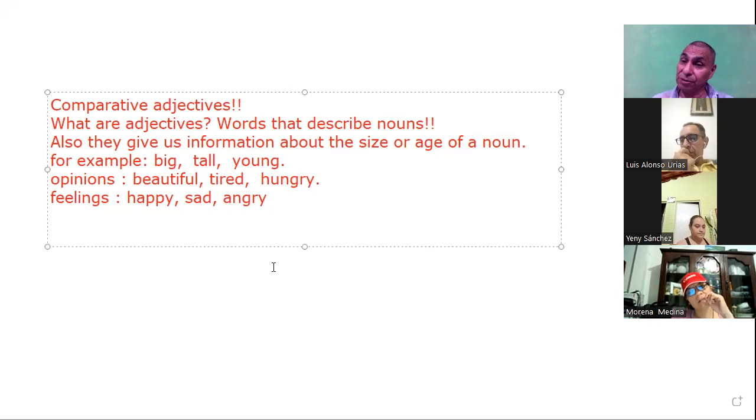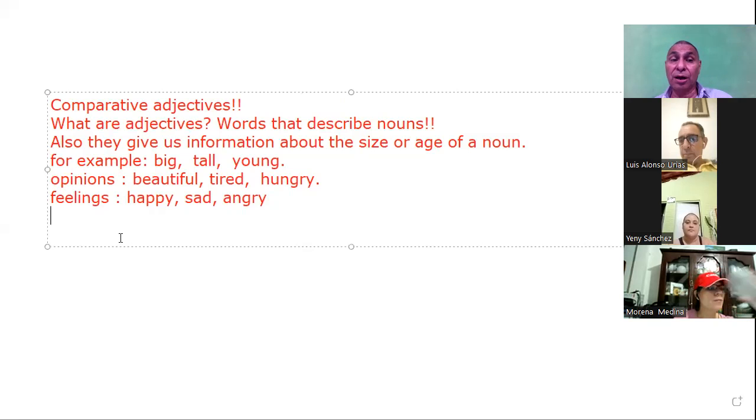Ok, estos son que las palabras adjetivas no solamente describen una cosa, sino que nos ayudan a dar opinión sobre las cosas, a expresar sentimientos de las cosas, ¿ya? Y para también describir un size, o sea, un porte o una edad, age of a noun. So there are three things that we have to remember about this. That the adjectives are words that describe nouns, words that help us to give out opinions, and words that help us to describe feelings about the subject or the nouns. Those are adjectives.